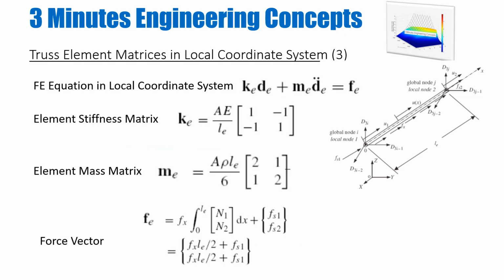And then we moved to the next step, where we asked how to formulate the FE equation in the local coordinate system. If you remember, the equations were given by these relationships here, and we then derived the relationships for the elemental stiffness matrix, the mass matrix for an element, and the force vector. They were all derived in the local coordinate system.